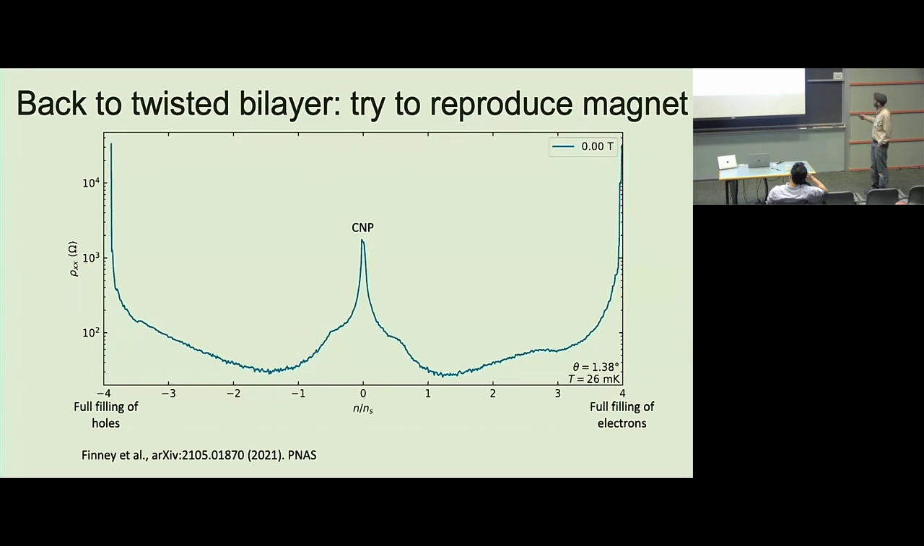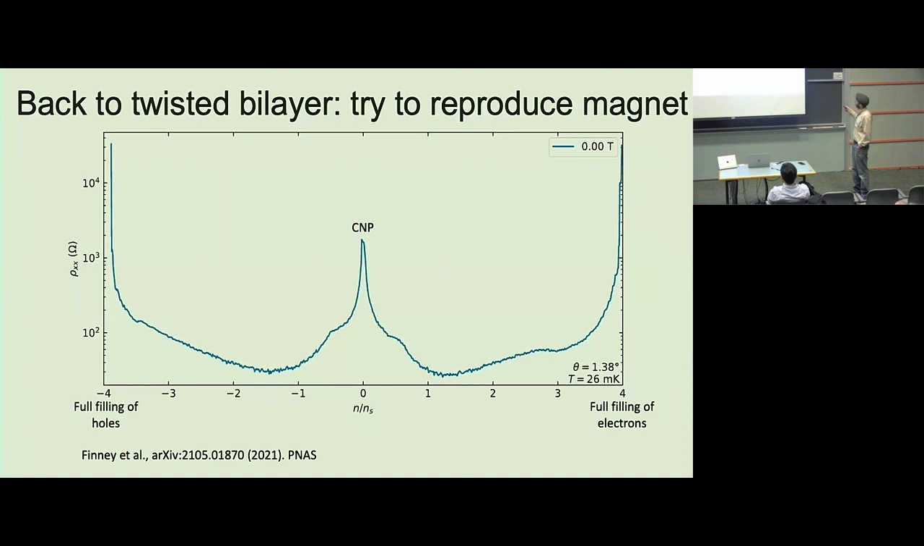As you can see, we didn't hit the magic angle that well. It's nearly 1.4 degrees on this part of the sample. And if you look at this, it's pretty featureless. It has a peak in resistivity at the charge neutrality point.